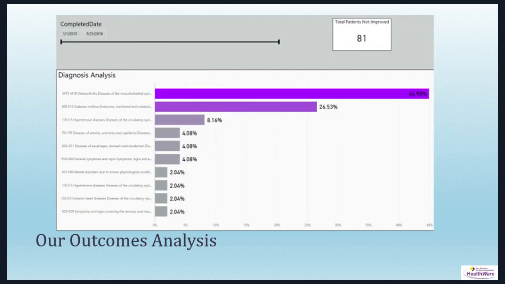Now, on this slide, it's a sample of one of our outcome analysis by ICD section. This picture points out a total of 81 patients who were not improved and shows the trend by the primary diagnosis. This is part of our analysis.